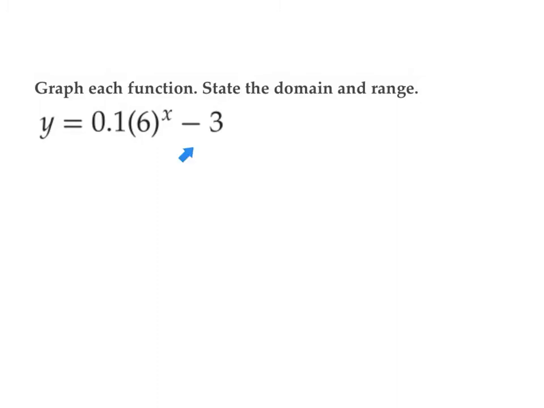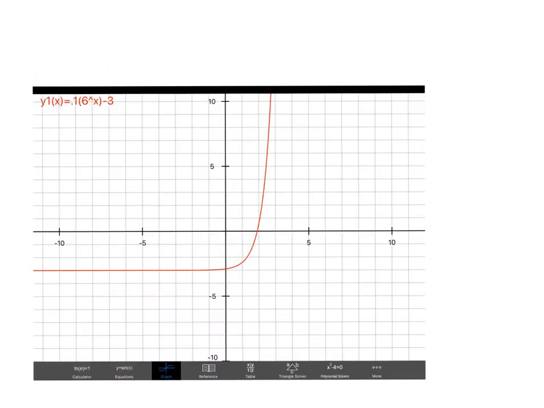Can we predict what's going to be the domain here? All real numbers. Okay, what do you think the range is going to be? Y is greater than negative 3. So here's our graph. Why do you know it's greater than? We're going to get there. Because it can't be less than. Why not? You tell me. Okay, just hold on, please.